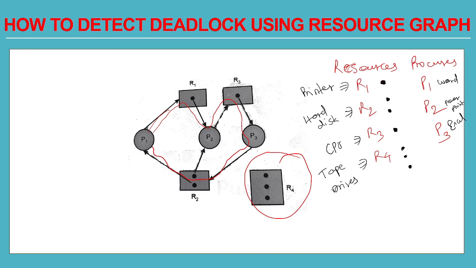So like this, you can draw the resource allocation graph using your processes and resources, and you can tell whether deadlock is there or not. You can detect the deadlock. This is one of the ways of detecting the deadlock, that is the resource allocation graph.